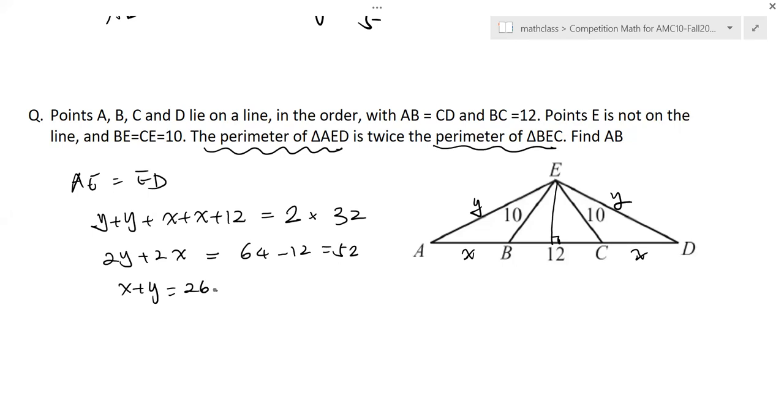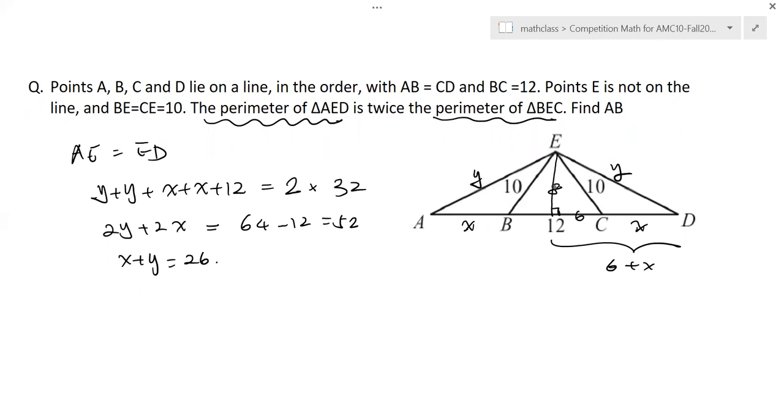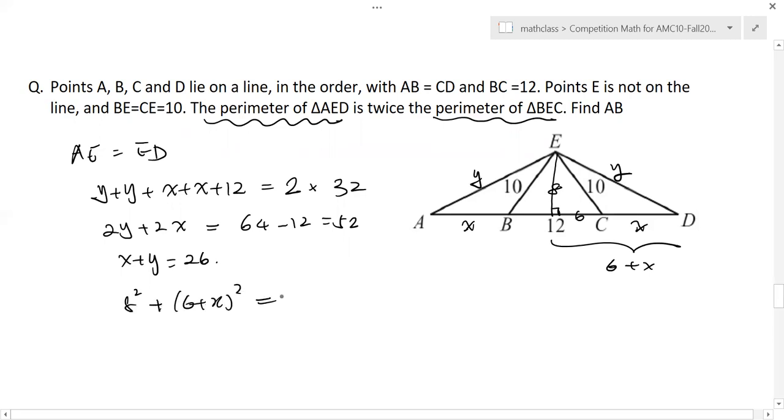Then apply the Pythagorean theorem. You haven't applied the Pythagorean theorem yet, right? So applying it, this base is going to be 6 plus x, right? And can you say the height? This is a 6, and on the other side this is 10, so the height must be 8. Clear. The height is 8, because 6, 8, 10 is a 3, 4, 5 triangle. So you get the equation 8 squared plus (6 plus x) squared equals y squared.